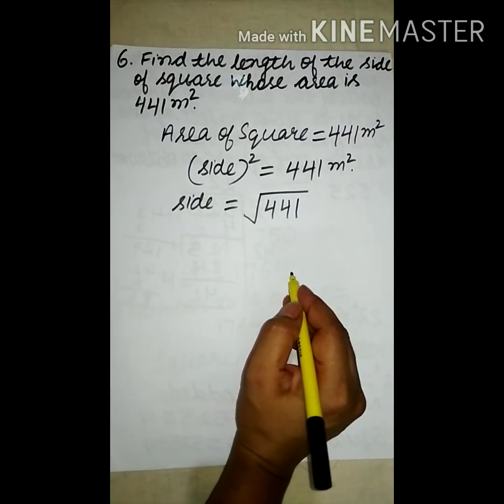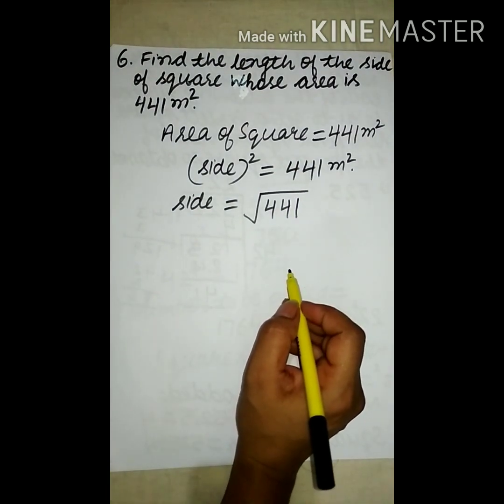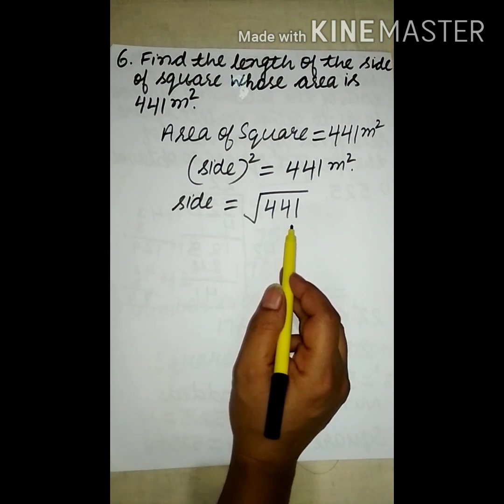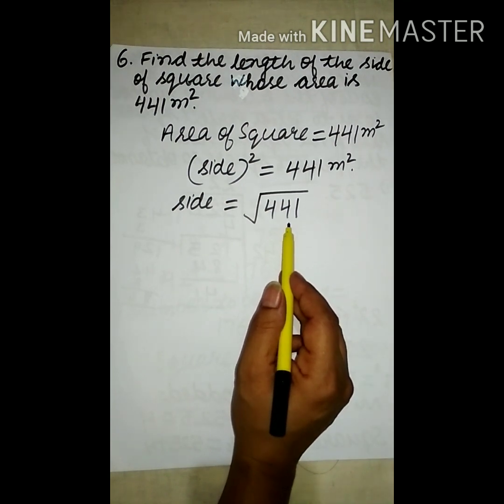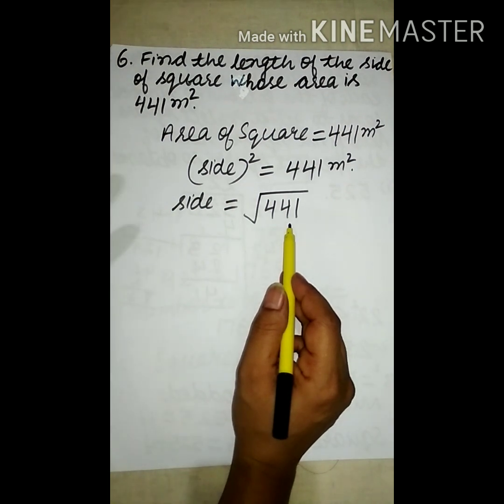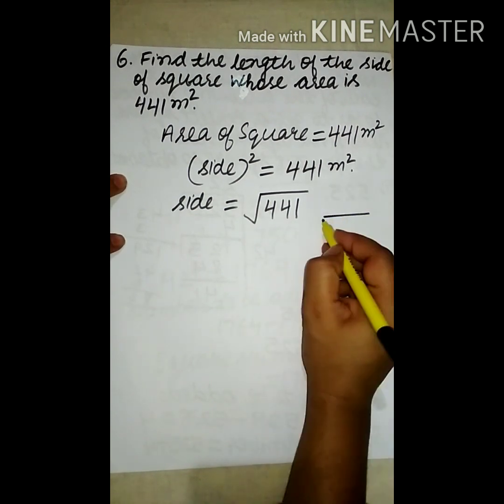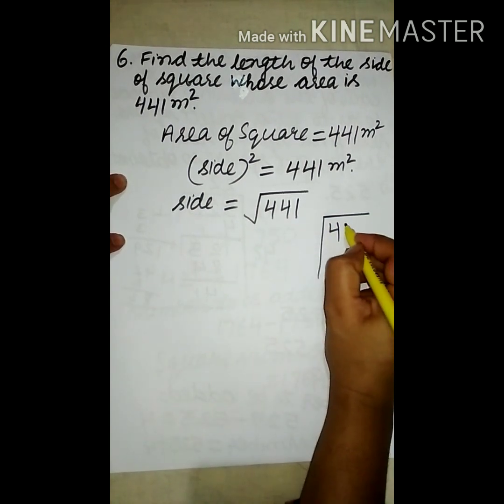Now students, it is your wish how to find out the square root of 441. You can either find the square root of 441 by prime factorization method or by the division method. In the statement of the question, it is not given which method you are to use. So any method which is convenient to you, you can use. So here I'll use the division method.